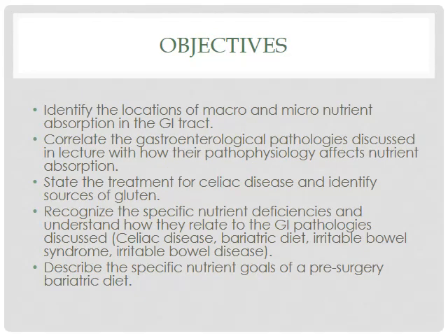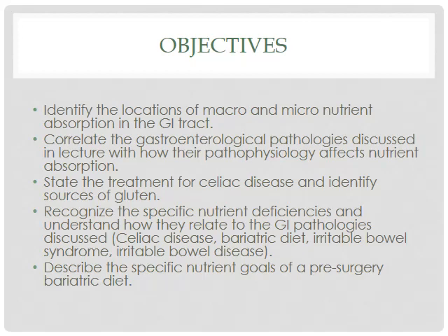Objectives for this lecture include: identify the locations of macro and micronutrient absorption in the GI tract; correlate the gastroenterological pathologies discussed in lecture with how their pathophysiology affects nutrient absorption; state the treatment for celiac disease and identify sources of gluten. Recognize the specific nutrient deficiencies and understand how they relate to the GI pathologies discussed: celiac disease, bariatric diet, irritable bowel syndrome, and irritable bowel disease.